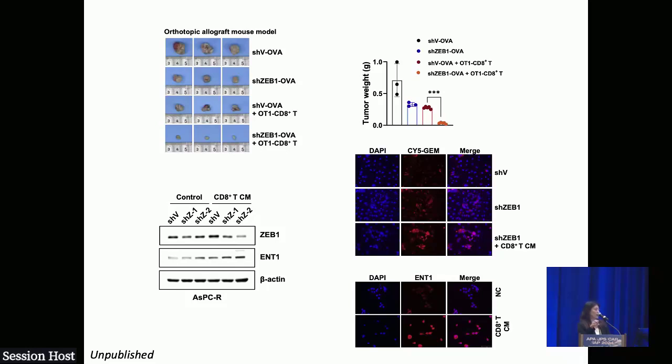And next, we did the immunofluorescence staining, and first we stained the CY5 to label gemcitabine. We found that ZEB1 knockdown plus CD8 T cell treatment significantly increased the gemcitabine signal in the cells. And we also investigated the ENT1 level. That is consistent. That means ZEB1 knockdown plus CD8 T cell treatment increased the ENT1 level in the cells.